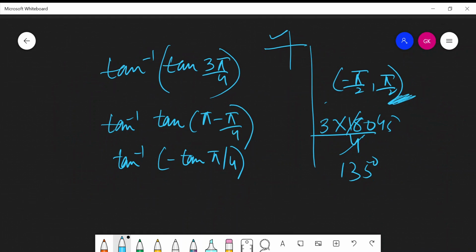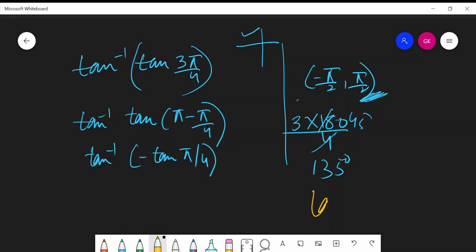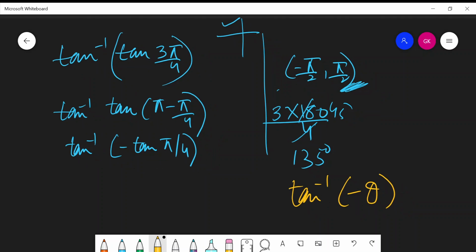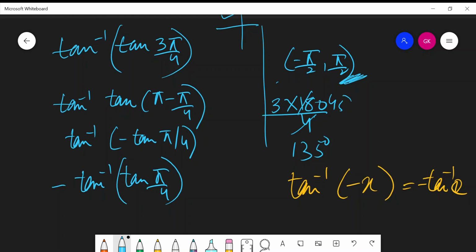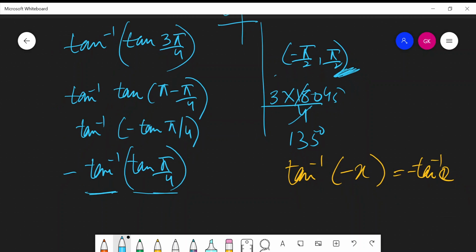Now, tan inverse over here, I'm writing the formula again. Tan inverse of minus x is equal to minus tan inverse x. So you can write it as tan inverse of minus x will be minus tan inverse x. Now, tan inverse of tan theta is theta when theta lies between minus pi by 2 to pi by 2. It lies in this range. So you can simply write it as minus pi by 4. So the answer is minus pi by 4.